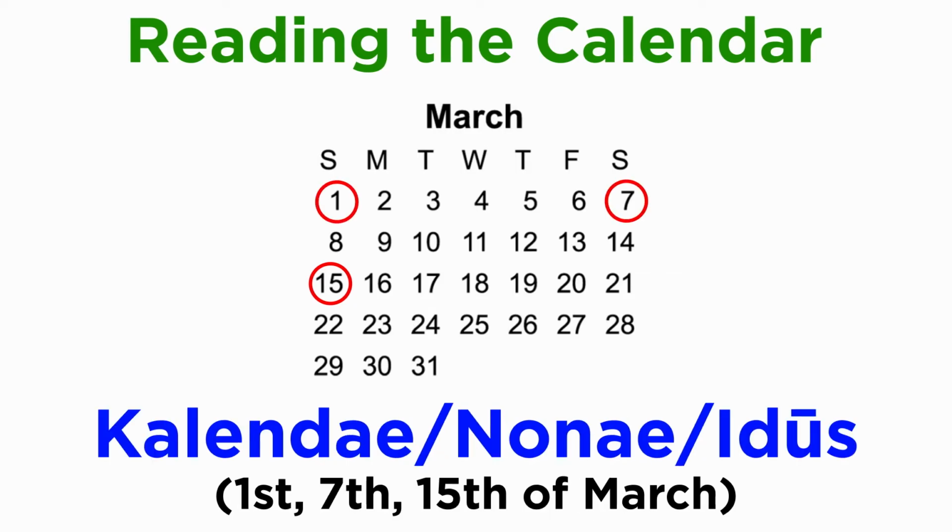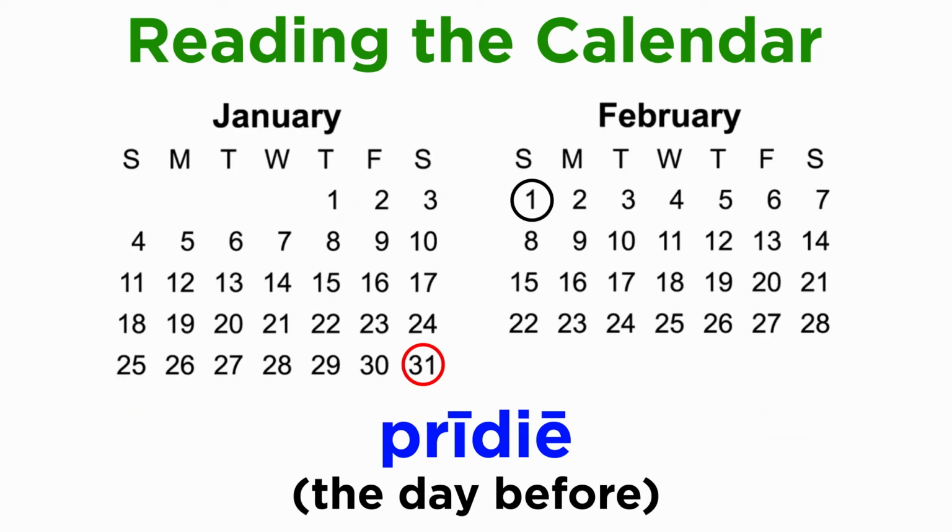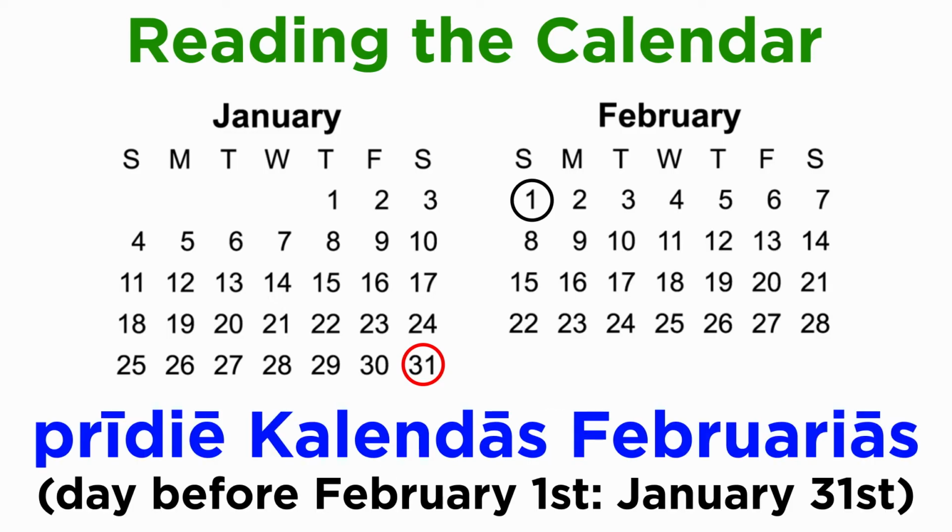If a day falls in between calendae and nonae, or nonae and idus, then you need to count to the next fixed day, counting the day you start and the day you end. The day before one of these fixed days was often indicated with the word pridie, meaning the day before, followed by the accusative case, as in pridie calendas februarias.